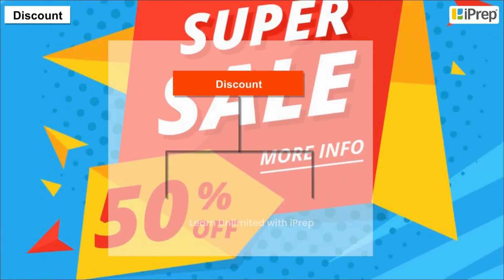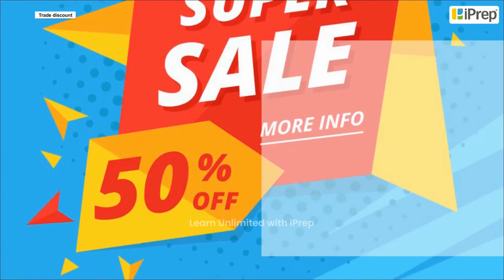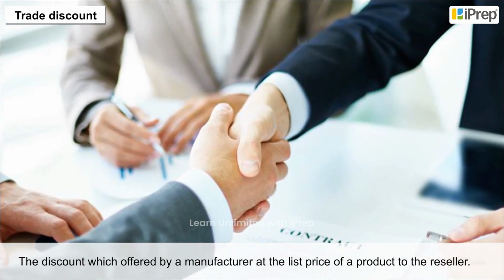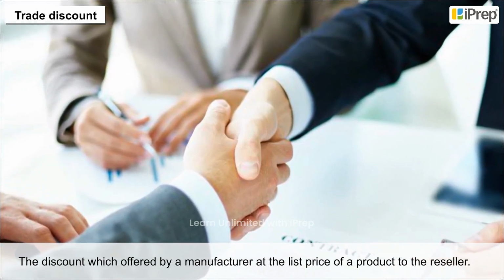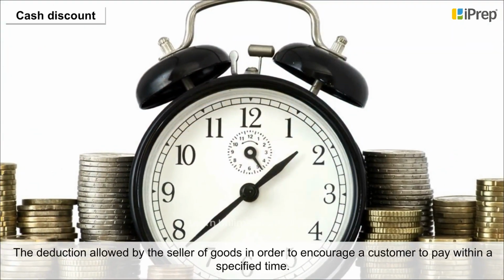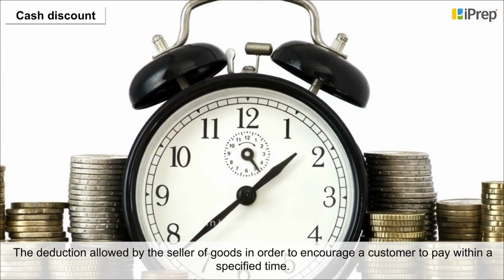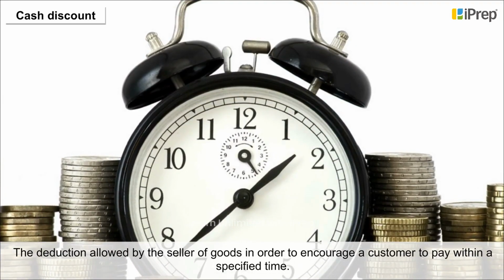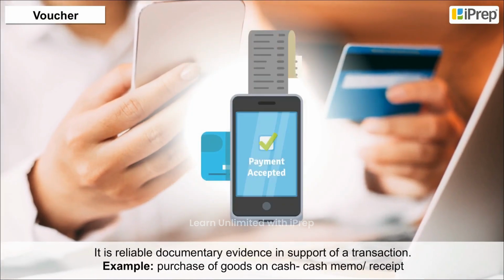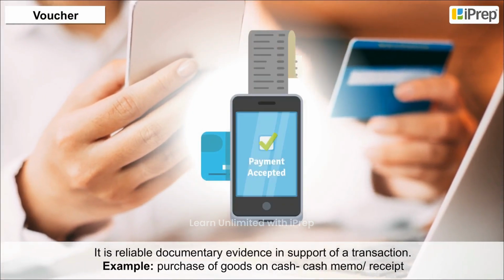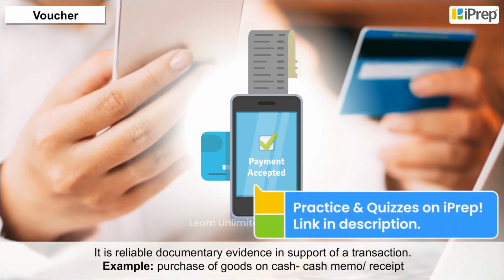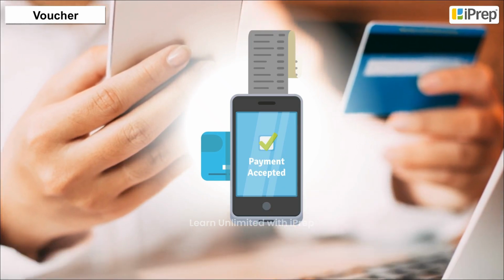Broadly, the discount is divided into two types. Trade discount. The discount which is offered by a manufacturer at the list price of a product to the reseller. Cash discount. The deduction allowed by the seller of goods in order to encourage a customer to pay within a specified time. Voucher. It is reliable documentary evidence in support of a transaction. Example, purchase of goods on cash, cash memo or receipt.